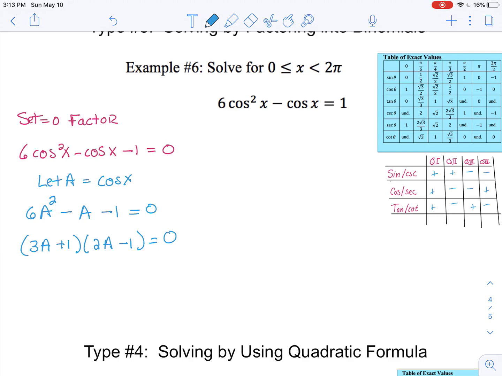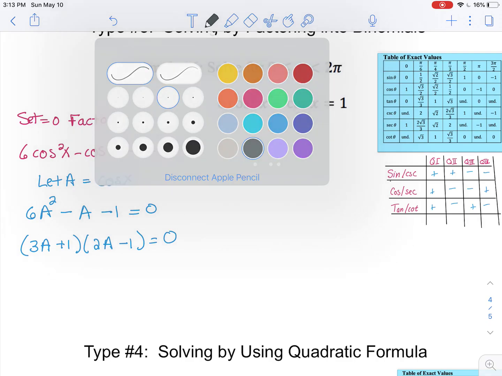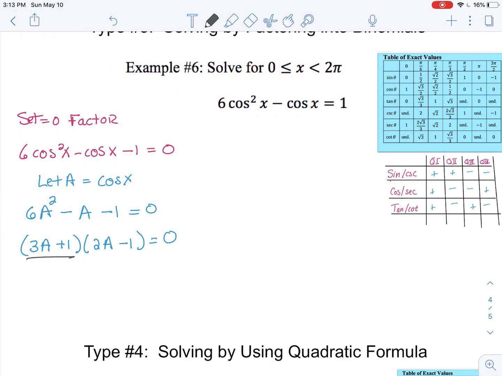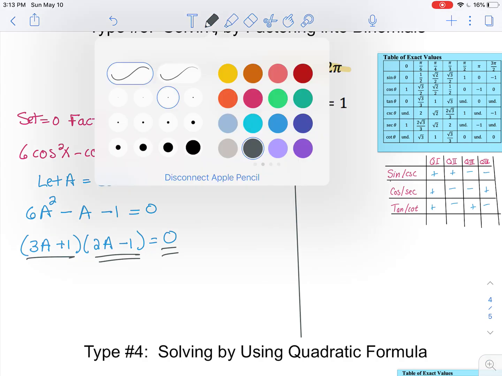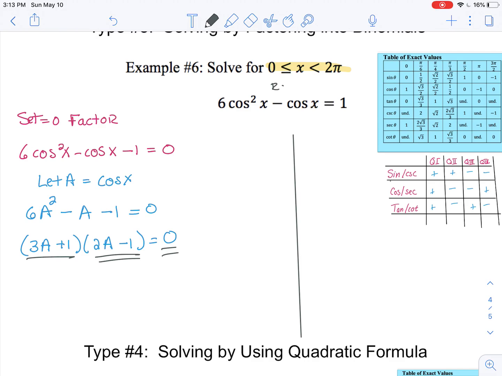So once again, we'll have two equations. We're going to have when is 3a plus 1 equal to 0 and when is 2a minus 1 equal to 0. So we'll go ahead and split this into 2. My solutions need to be in radians. So that's important to remember. So we'll start with my first equation.